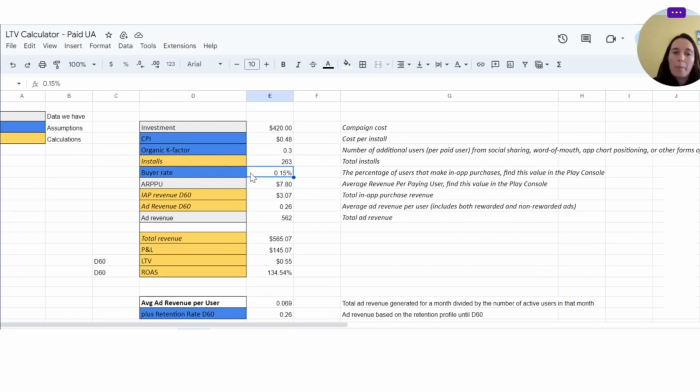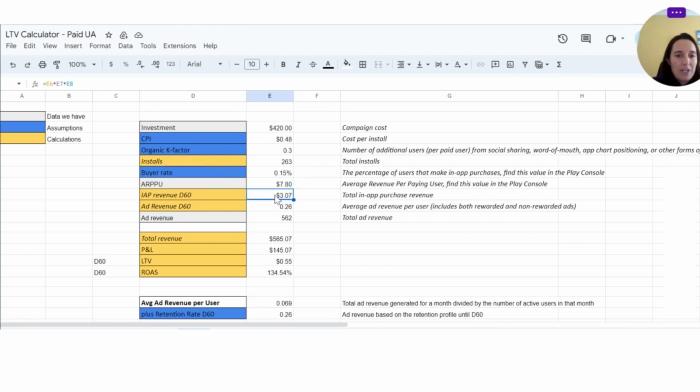Next, you have your buyer rate. This is another assumption. We have to assume that the percentage of users making in-app purchases or subscriptions might be similar to our historical data. Again, like CPIs and organic virality, we need to calibrate all these averages over time for accurate results. We also know our average revenue per paying user, which is the average amount of money that every paying user used to pay. You can find this value on your Play console and on your MMPs or any other analytics tool you might have for your application.